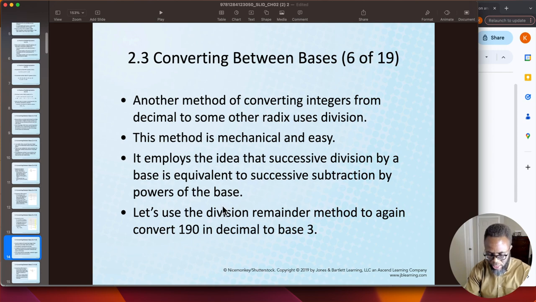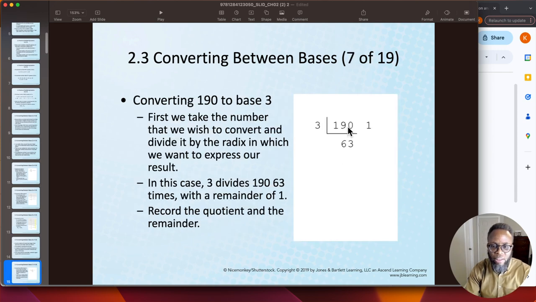All right, so let's use an example. So 193, you want to convert this to base 3. So what you do is that you divide 193 by 3.